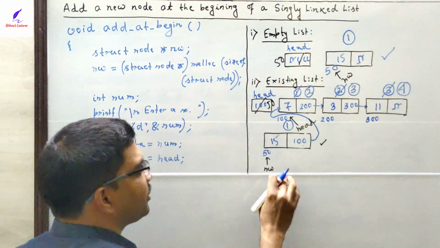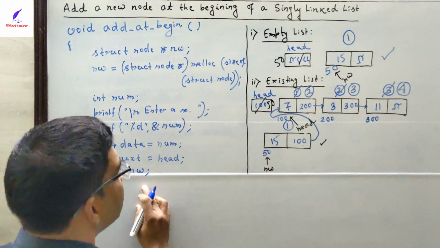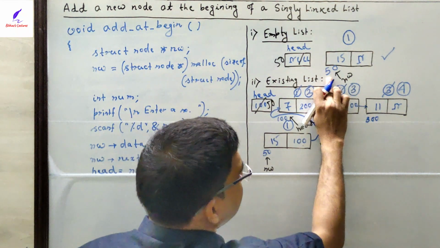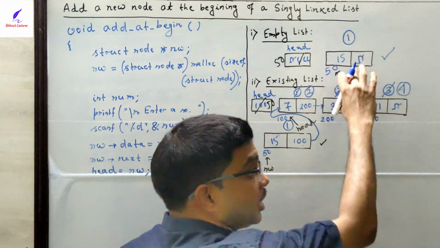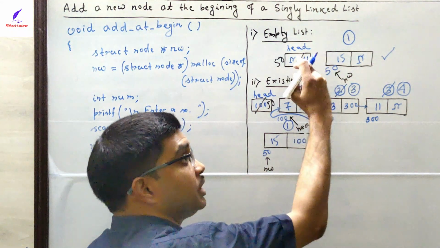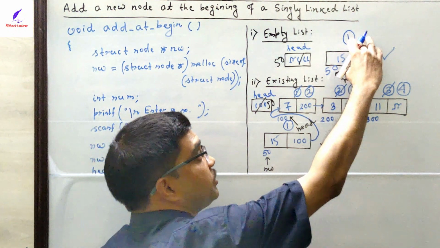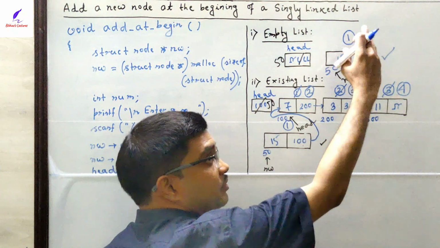So after executing this line, you check that the head content is 50, and 50 is the first node and its next part is null. That means it is the last node also, because the list was empty. We have just inserted a single node. So this has become the first node as well as the last node.